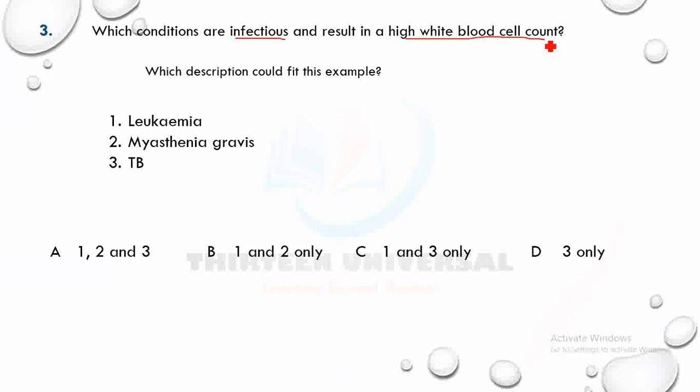So which one works? Don't forget that, guys. Infection. The only infection here is TB. Leukemia is cancer of the white blood cells. Myasthenia gravis is an autoimmune condition. Do you get it? So the answer is just 3.